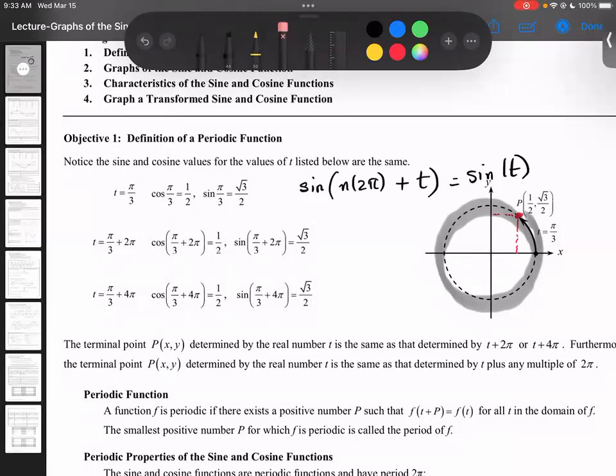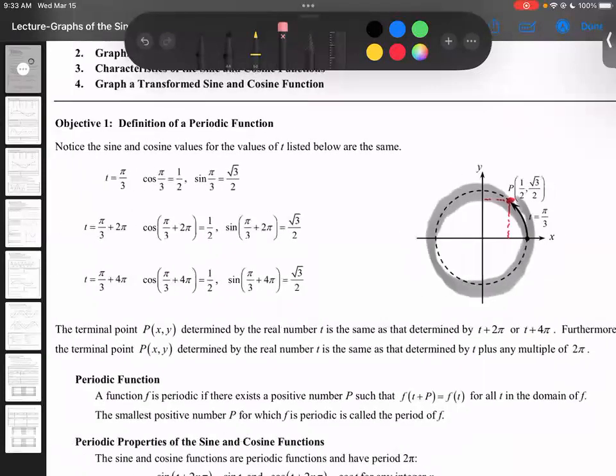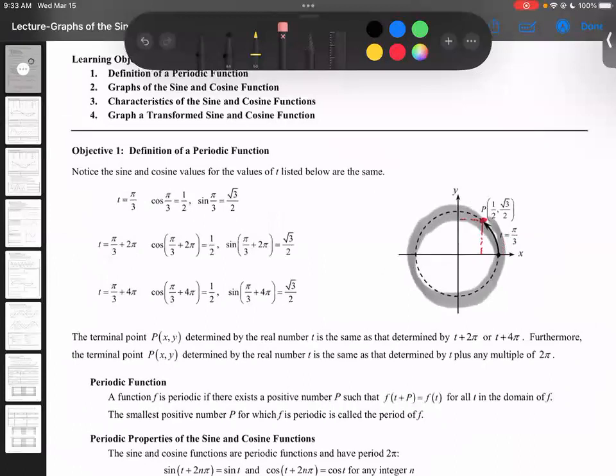And that characteristic, we call that periodic. It repeats itself every 2 pi. So, periodic function, let me highlight here. A function f is periodic if there exists a positive number p such that f of t plus p, in this case p will be 2 pi, equals f of t.